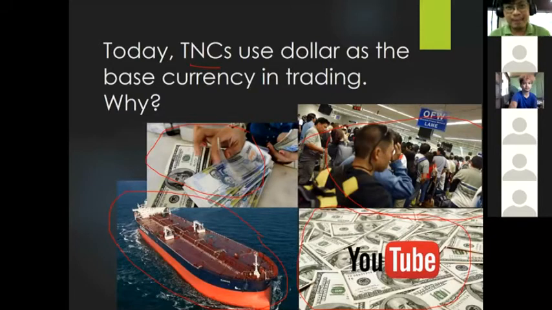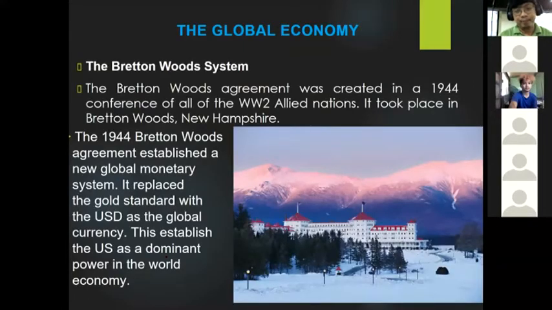Bakit dolyar ang ginagamit natin? Ba't hindi na lang pesos? Bakit hindi tayo gumamit ng Korean won? Bakit kaya dollar? What was the primary reason kung bakit dollar ang ginagamit ng buong mundo in exchange rates? Okay.